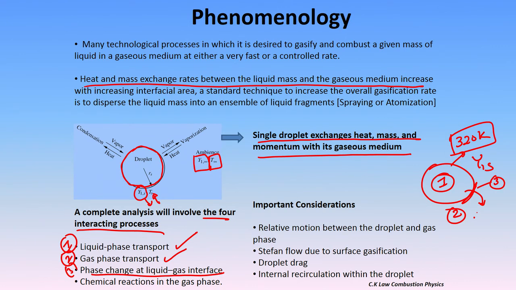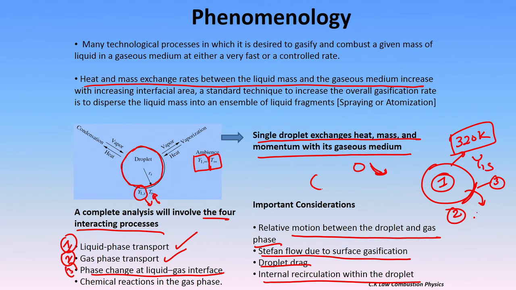The important considerations over here are the relative motion between the droplet and the gas phase, Stefan flow due to surface gasification, droplet drag and internal recirculation within the droplet. You will not understand many of these things ad hoc. So, first and foremost, let us try to put a little bit of context to it. When a droplet is actually injected, these droplets are usually in a flow field, like for example, that spray dryer application or cooling tower application that I showed. So, these droplets have a flow field surrounding them.